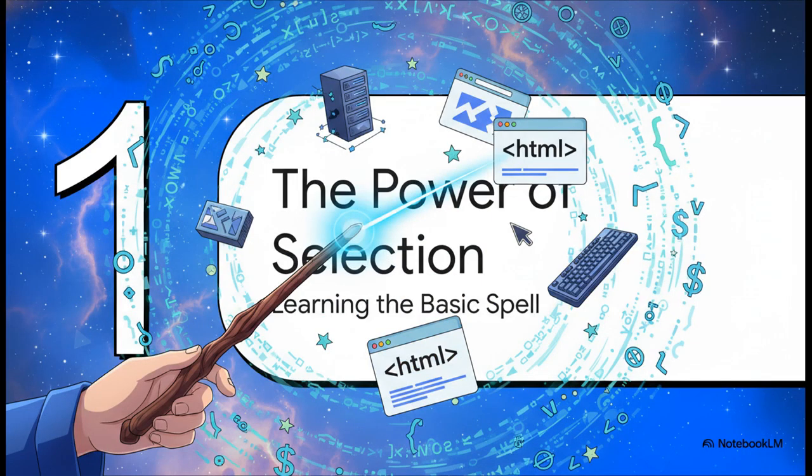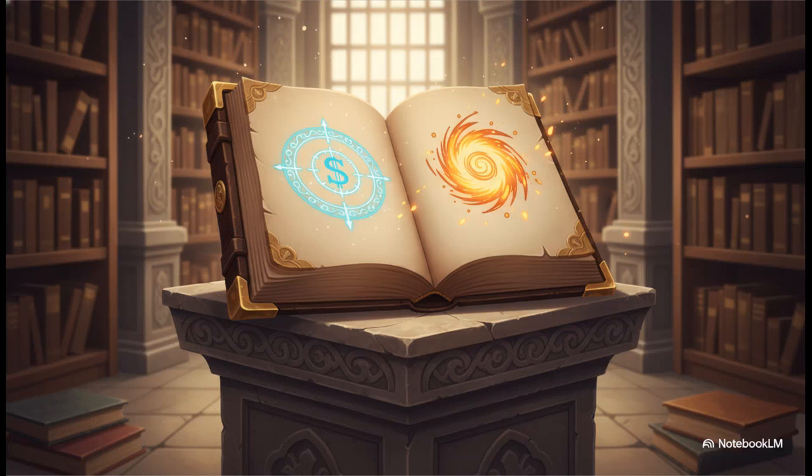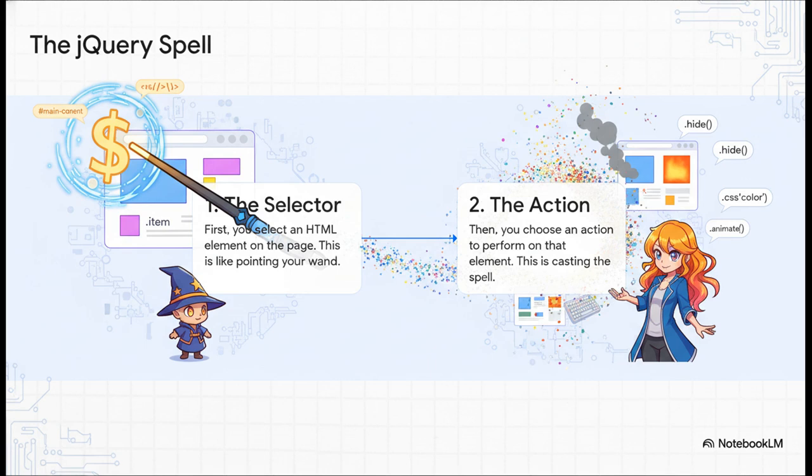Okay, so the first step in any magic trick, right? You gotta choose your target. You have to point your wand at the exact thing you want to affect. And jQuery, well, it made that part unbelievably simple and powerful. And you know, the real power of jQuery kind of boils down to this one core idea. You can think of it like a two-part incantation, the basic spell that just unlocks everything else. It's actually so logical when you see it.